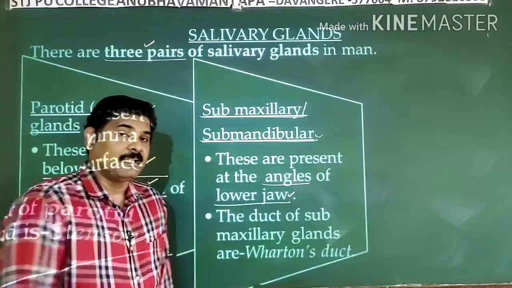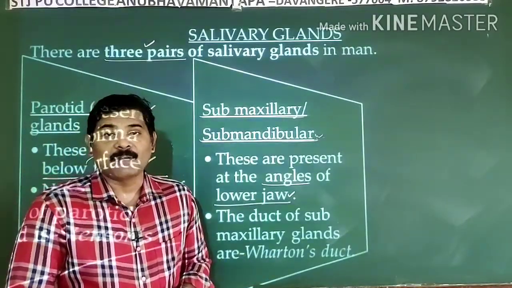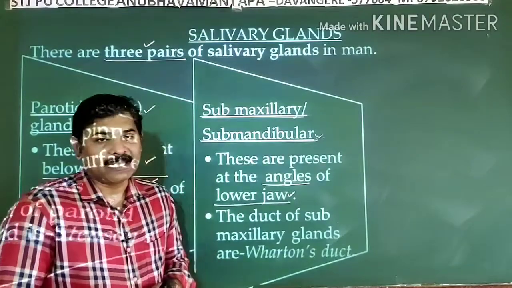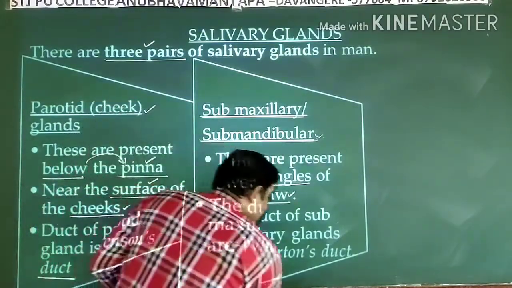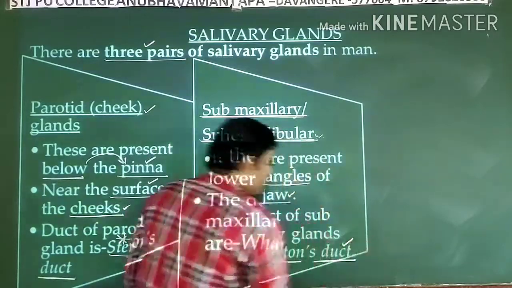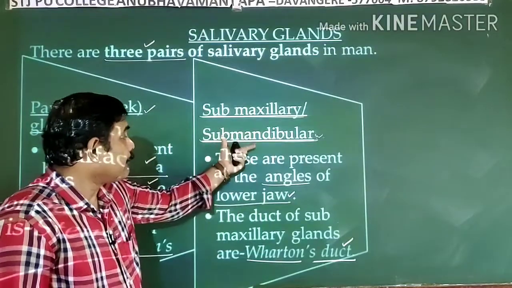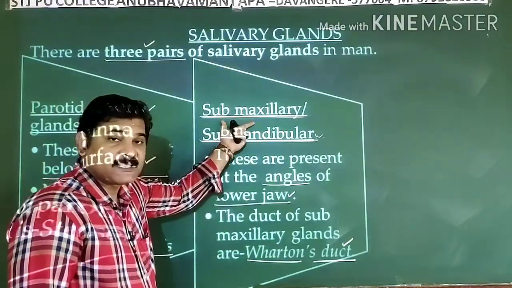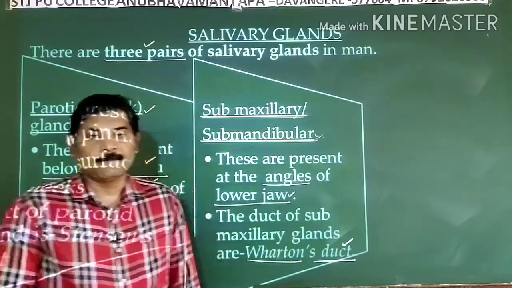These glands open into your oral or buccal cavity with the help of a duct, and the name of the duct is Wharton's duct. It is another important point. See, Wharton's duct is the name of the duct through which the submandibular or submaxillary salivary glands open into your oral or buccal cavity.